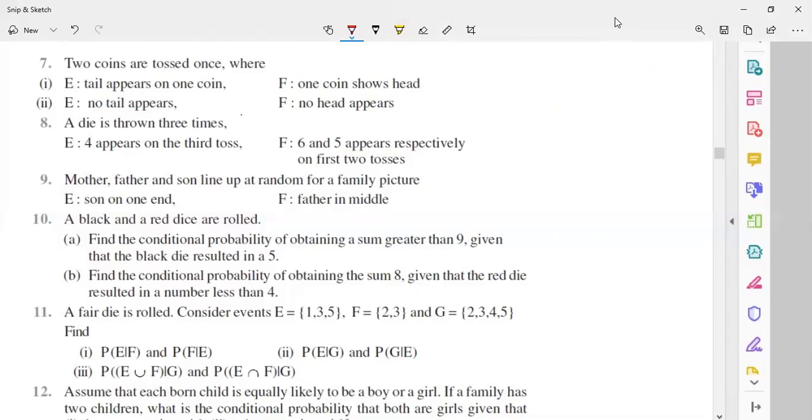A die is thrown 3 times, 4 appears on the third toss, 6 and 5 appear respectively on the first and 2nd tosses. Same question, number 8. A die is thrown 3 times. So the sample space will have 3 times the number of possible cases, 2 raised to power 3, that is 8. And 4 appears on the die.